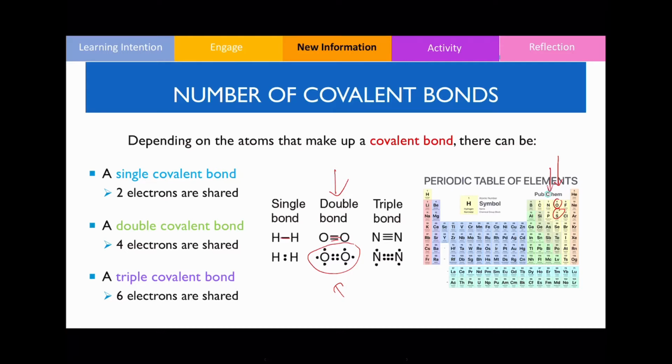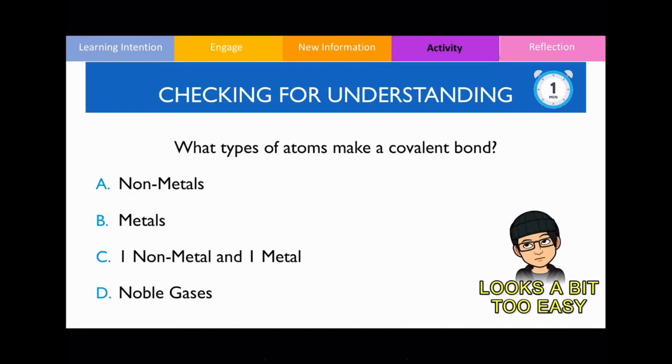All group 3 nonmetals like nitrogen, as you can see over here, if they bond with themselves, then they generally form triple covalent bonds. I want you to have a go at answering the following multiple choice questions. This question reads, what types of atoms make a covalent bond? The correct answer for this is going to be nonmetals.